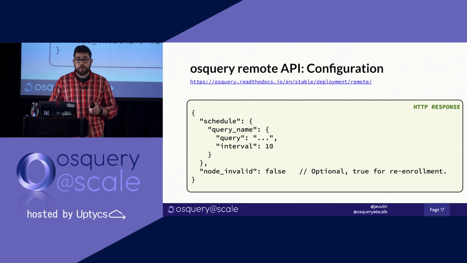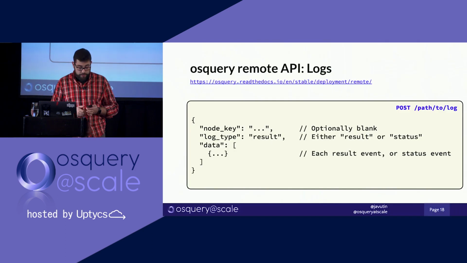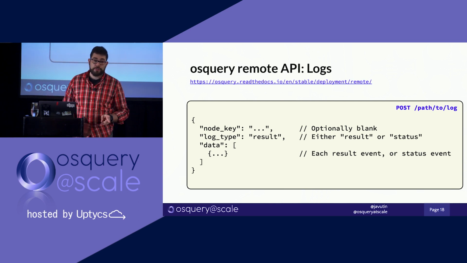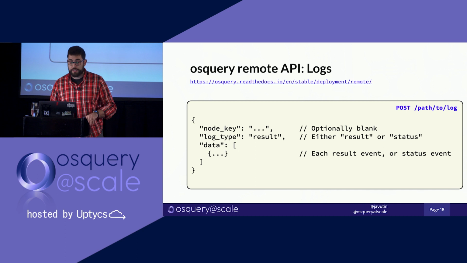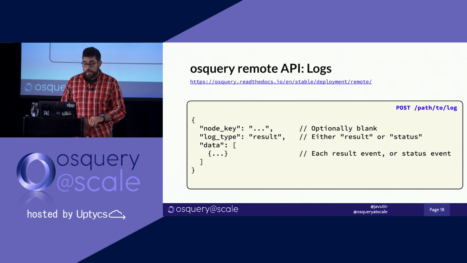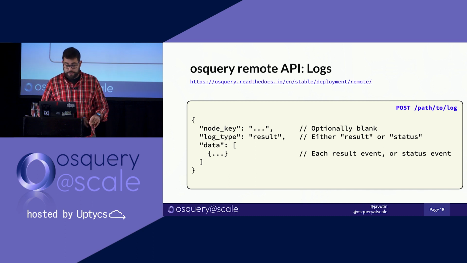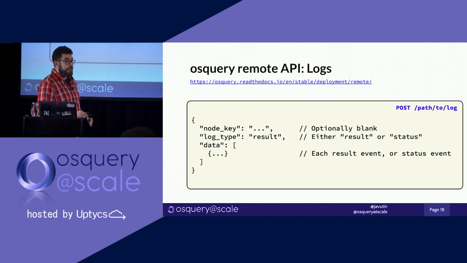Okay, we talked about enrolling and configuration. Now let's talk about logs. Here there are two different types of logs that Osquery will submit to the TLS endpoint. You have status and result logs. The request will go, again, as an HTTP POST request to the path to log in your server. It will provide the node key that we discussed before. It will tell what type of log, whether it's a result or a status.